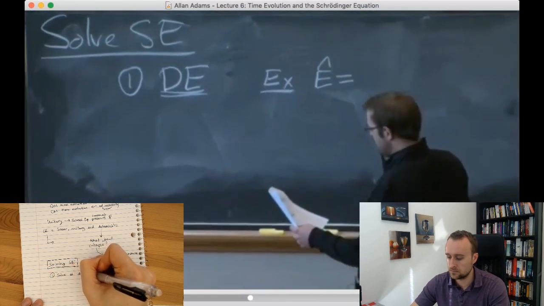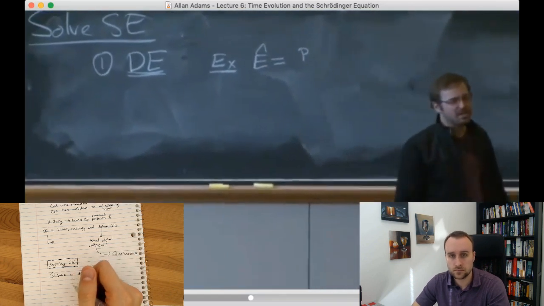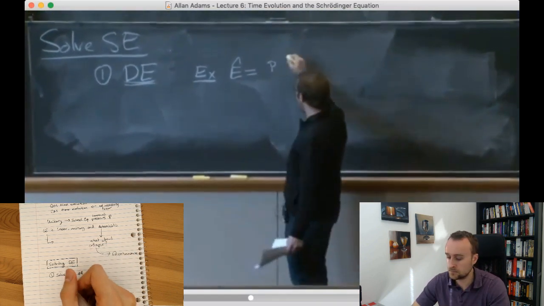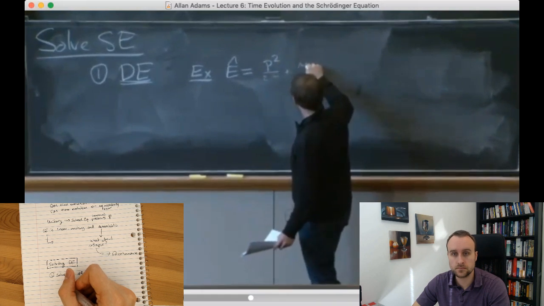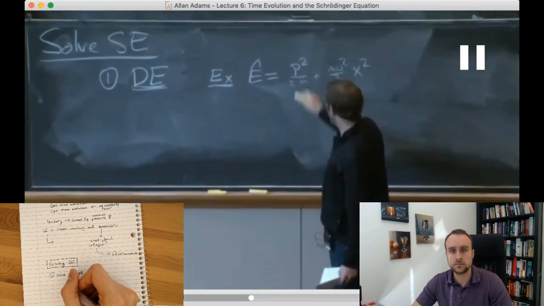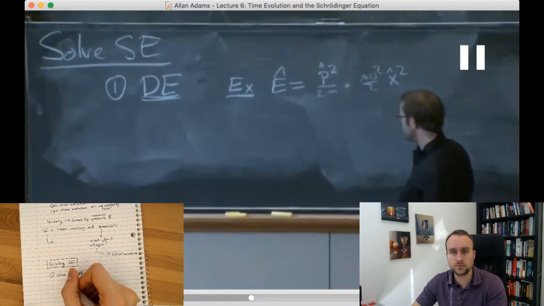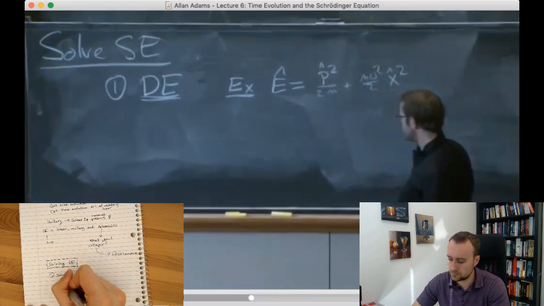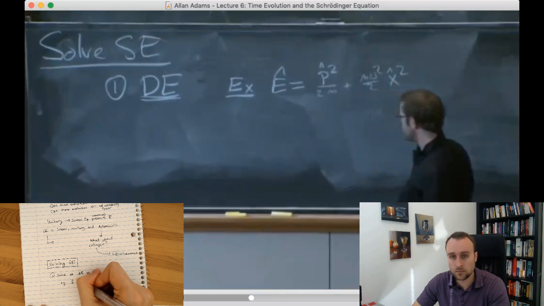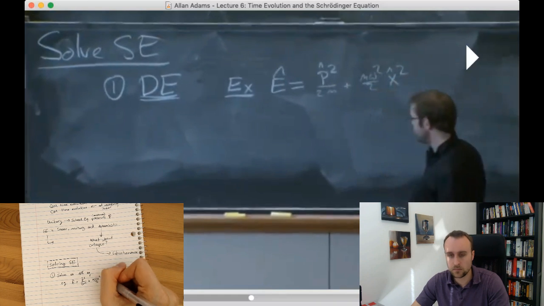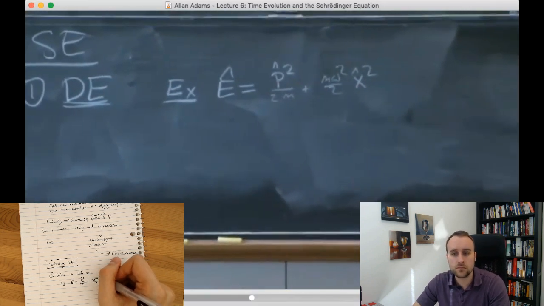What's an easy energy operator? Well, imagine you had a harmonic oscillator, which, physicists, that's your go-to. So the harmonic oscillator has energy p squared over 2m plus m omega squared upon 2 x squared. But we're doing quantum mechanics, so we replace these guys by operators. So that's an energy operator. It's a perfectly viable operator.